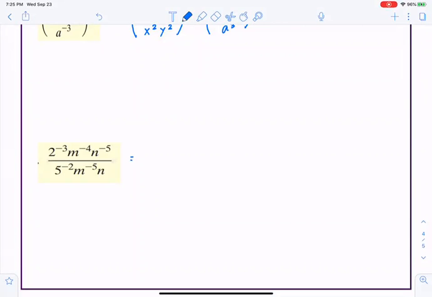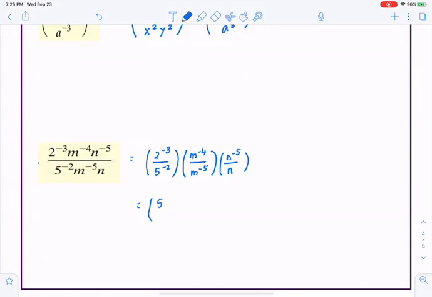So this is done by grouping. So I can just group it as 2 raised negative 3 over 5 raised negative 2. M raised negative 4 over m raised negative 5. N raised negative 5 over n. We'll flip every single one of them, so I could write the first one as 5 squared over 2 cubed. M raised negative 4 plus 5. N raised negative 5 negative 1.